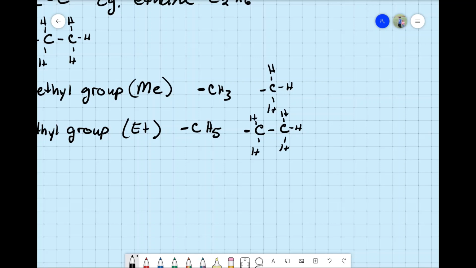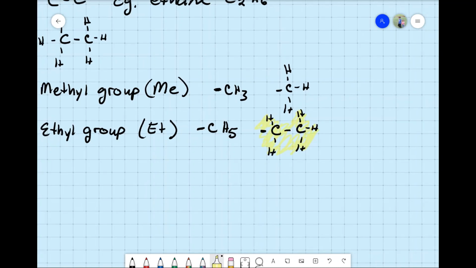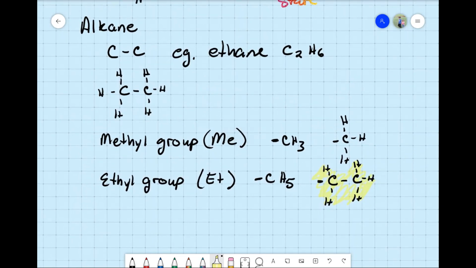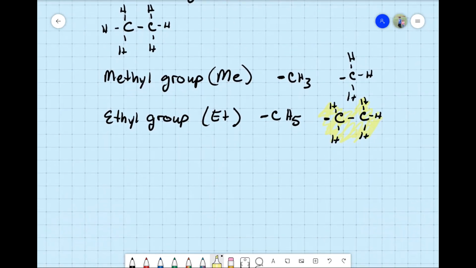So 5 carbons. And let me try to differentiate it from the cartoon I drew above it. Sorry if this becomes nasty. So now we have this ethyl group. And so I'm going to jump a little bit. Okay, so we're talking about alkanes, and we have methyl groups and ethyl groups.